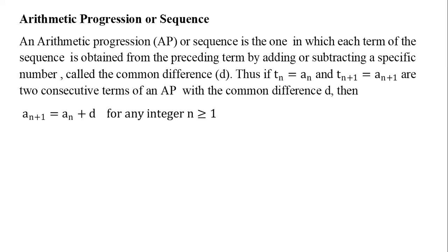The one we did the last time would not specify either arithmetic sequence or geometric sequence, but now I want to be specific. We said an arithmetic progression or sequence is the one in which each term of the sequence is obtained from the preceding term by adding or subtracting. It means if my A1, the first term of the sequence.